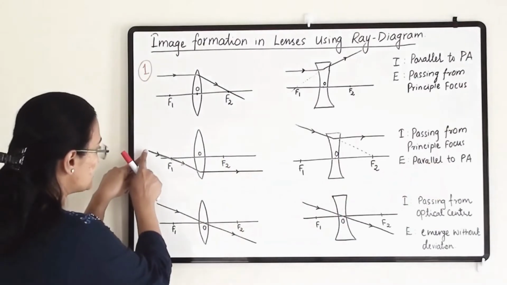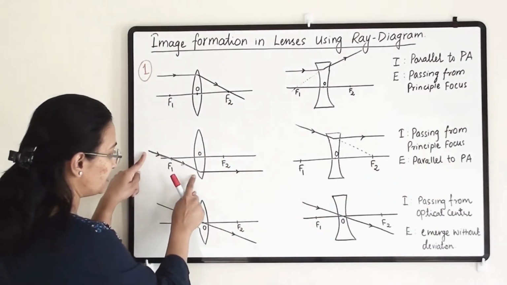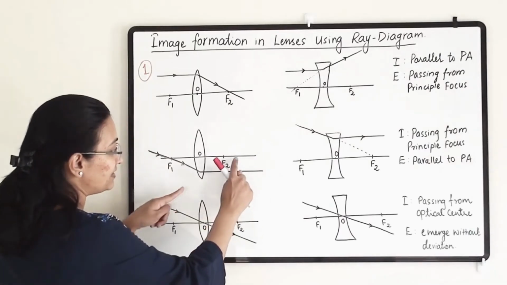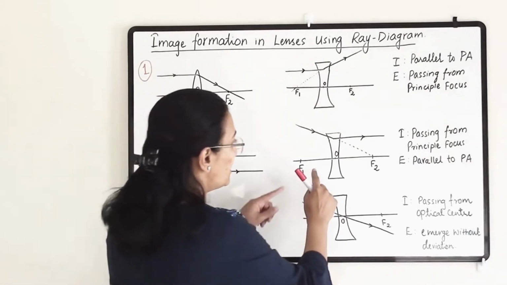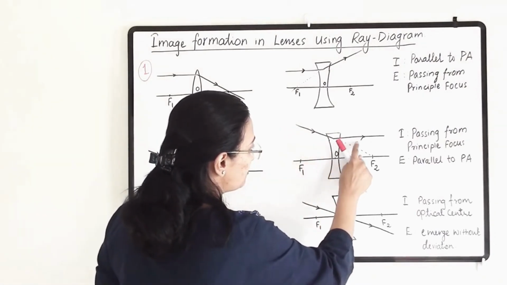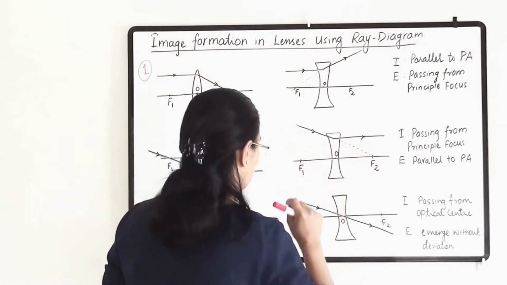So here this is the incident ray which is falling on the lens, and then after refraction it will just emerge as parallel to the principal axis. Here the ray is falling on the lens, and after refraction it will emerge parallel to the principal axis.